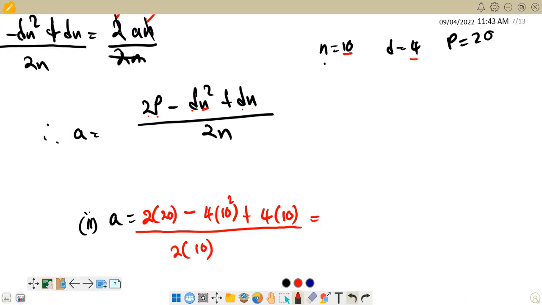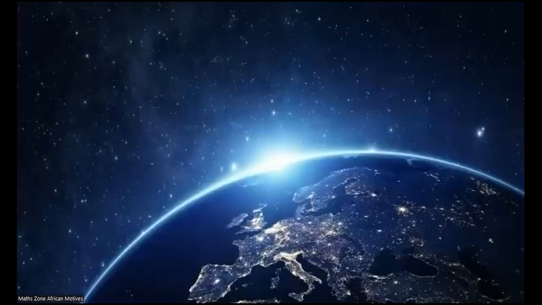So I want you to simplify everything properly. Here we're going to obtain 40 minus 400 plus 40, everything over 2 times 10, which is 20. So simplify from your calculator. We are going to obtain 40 plus 40, that is 80, and 80 minus 400 is negative 320. So this is a negative 320.